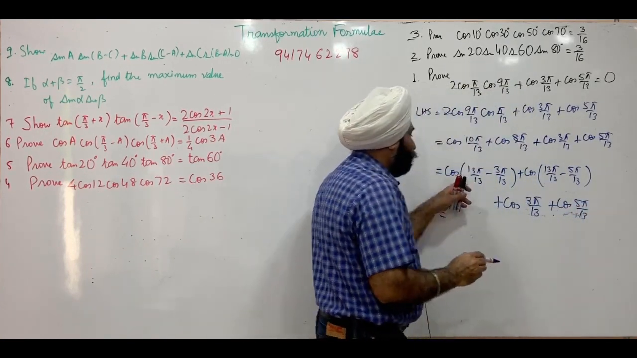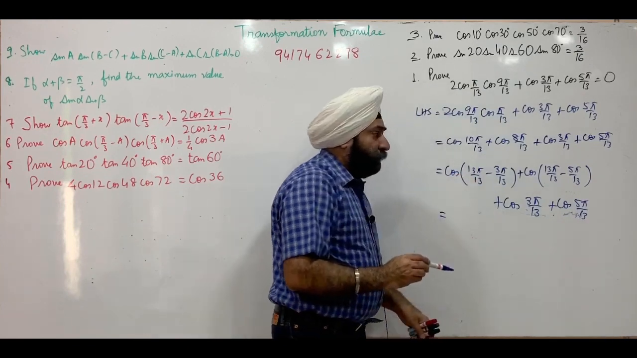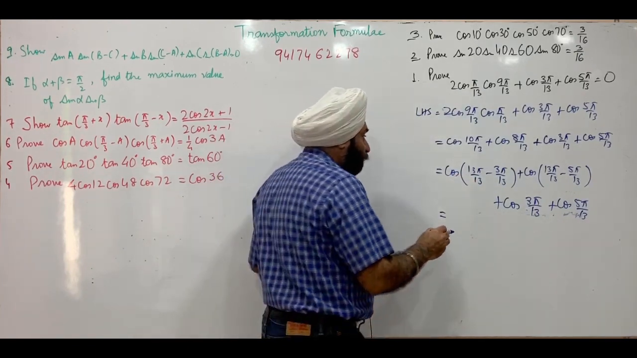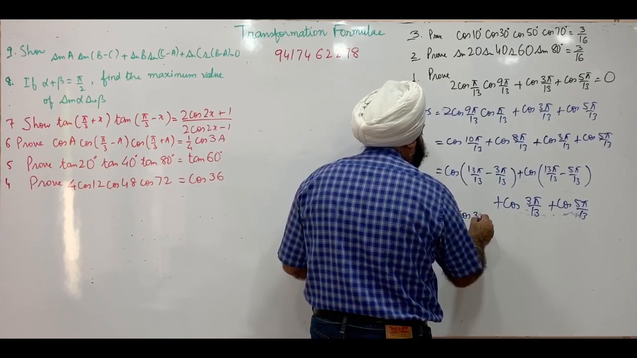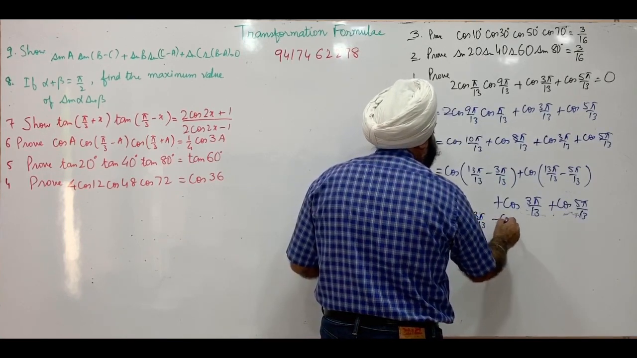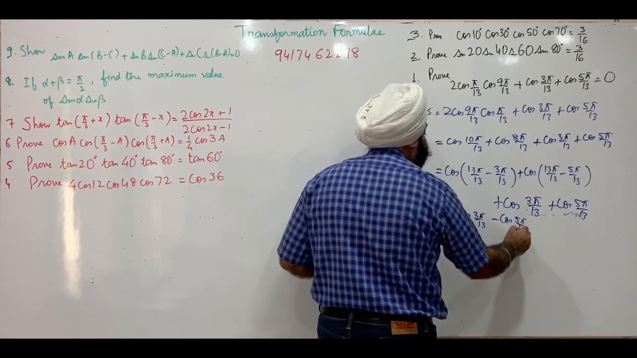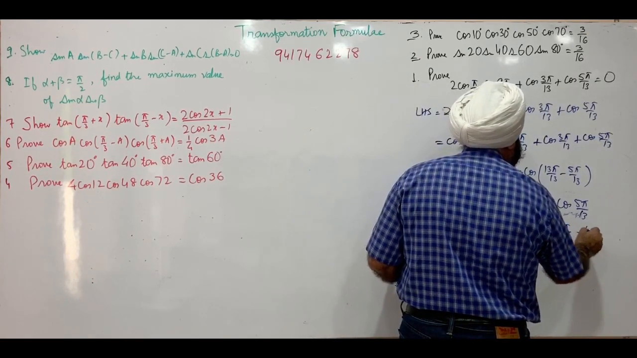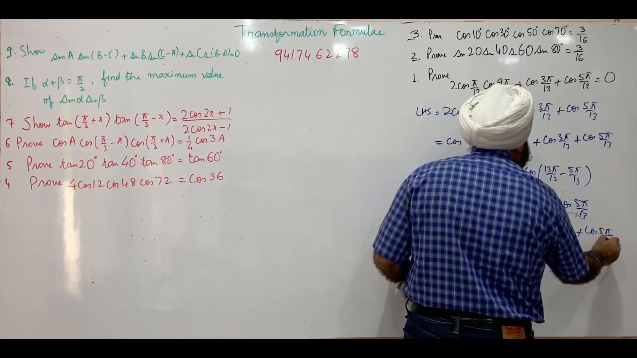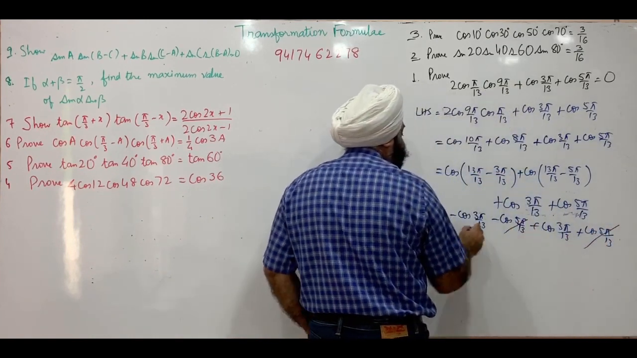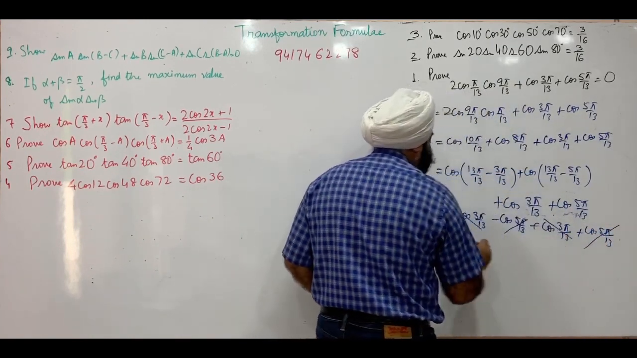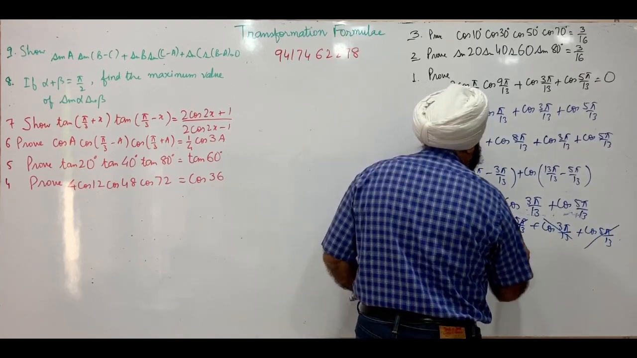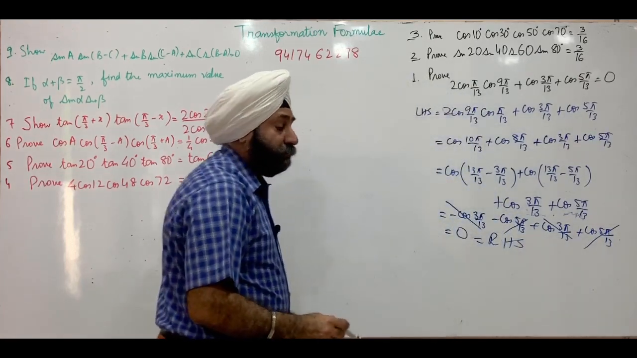This is cos of pi minus theta. And what is cos of pi minus theta? It is minus cos of theta. This is minus cos of theta once again, plus this term cos of 3 pi by 13 plus cos of 5 pi by 13. Positive cancels with negative. This is negative cancelling out with positive. This is 0, same as the right hand side.